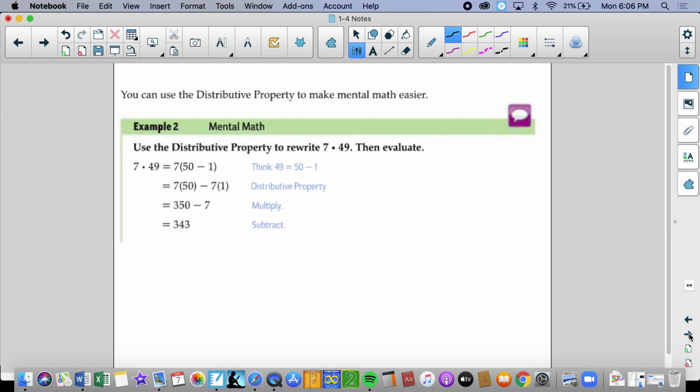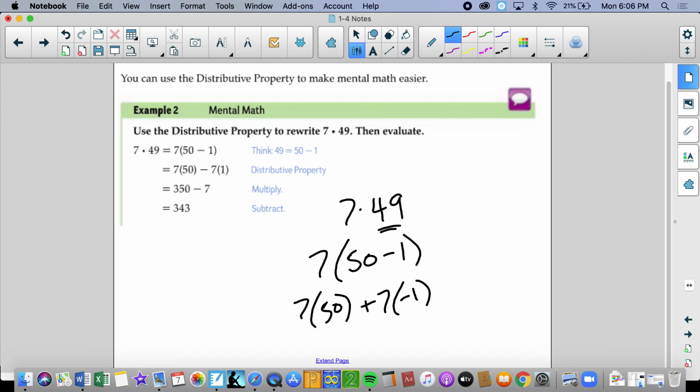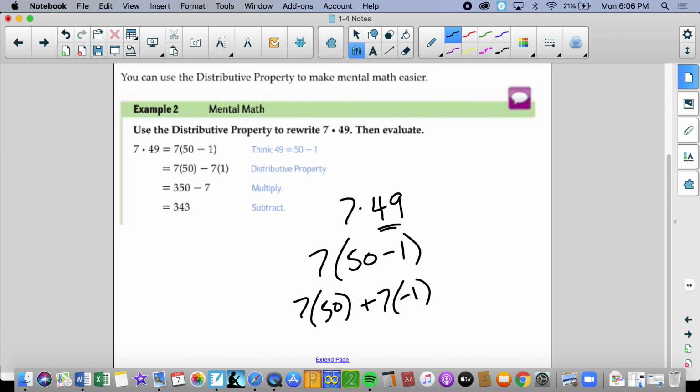You can use the distributive property to make mental math easier. This one is actually pretty cool. So when you have 7 times 49, I don't know what 7 times 49 is. That is not one that is off the top of my head. But I do know that if I change this to 50 minus 1, because what's 50 minus 1? 49. And if I distribute 7 times 50 plus 7 times negative 1, notice where that negative stayed. That negative stayed with the 1, not the 7.